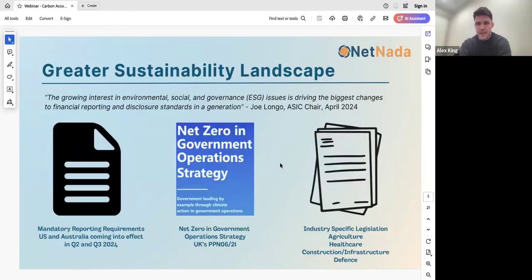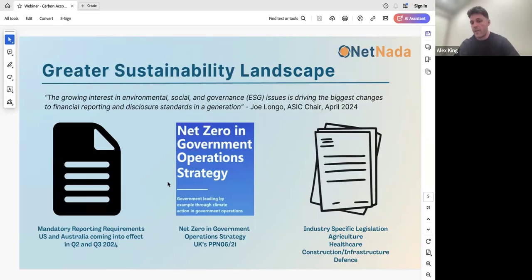Again, just another touch point on some of the greater sustainability landscape, both here and overseas. We have those really large, top level mandatory reporting requirements. But then what we're seeing is, rather than just having this, we could call it the stick incentive, if you don't report properly, you're going to be fined or enforced, just like taxes are, there is the carrot, the use of procurement, especially by governments, to encourage people to adopt sustainability.